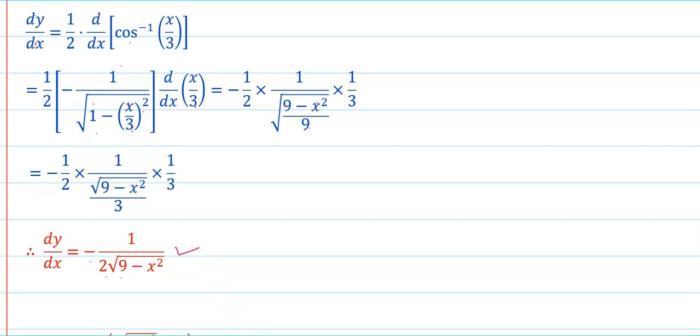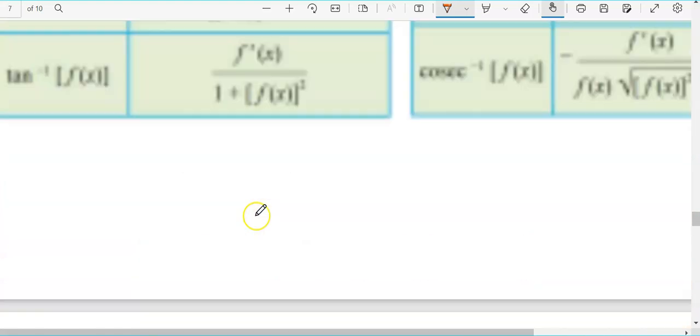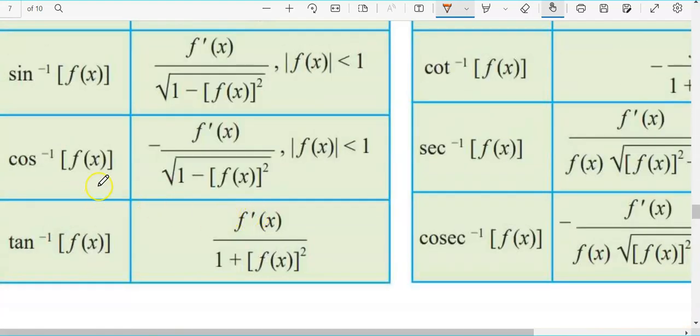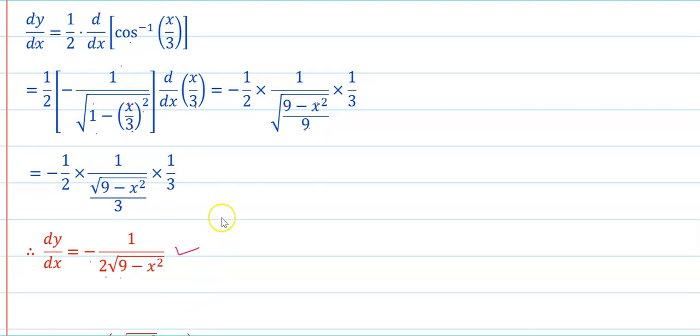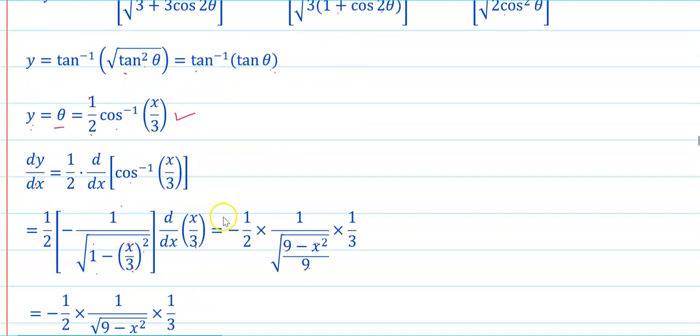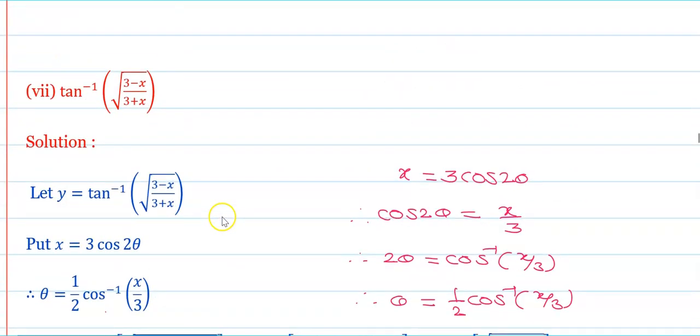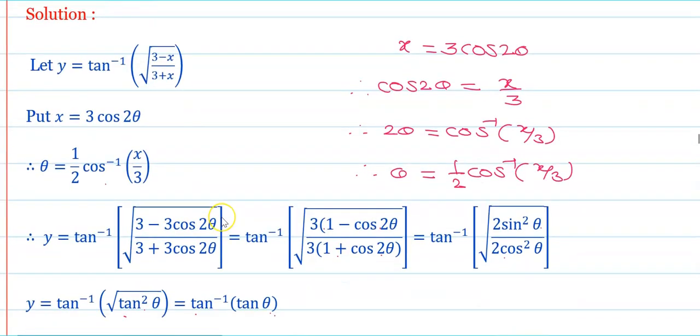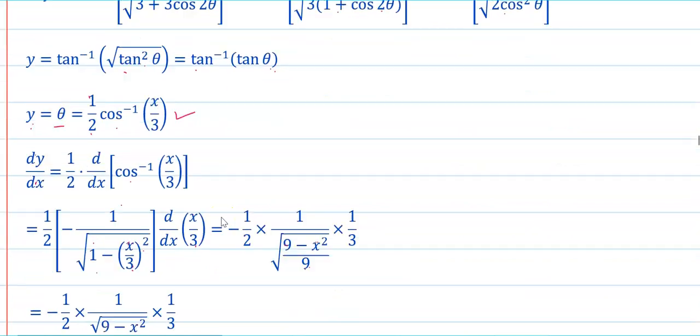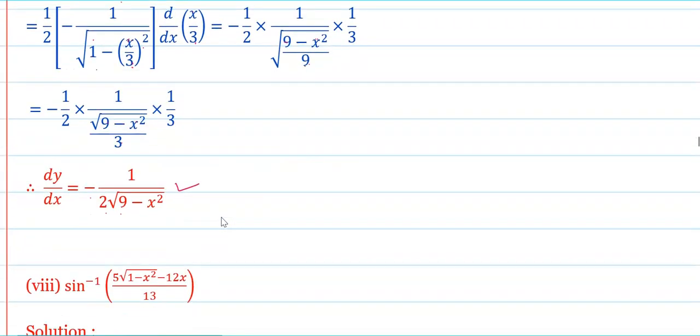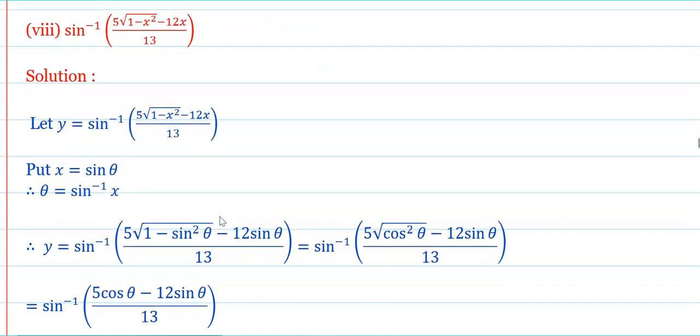Okay, again you can see that derivative. Quickly, take the cos inverse of f of x. The derivative of cos inverse of f of x is minus f dash of x upon root of 1 minus f of x whole square. Okay, now see this here once again. Okay, now the next problem.